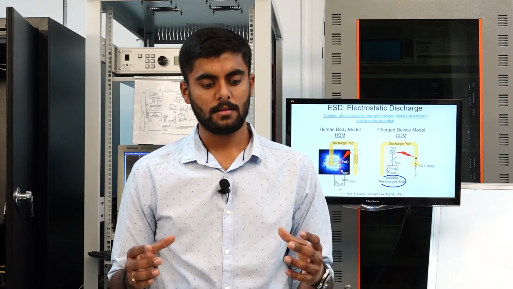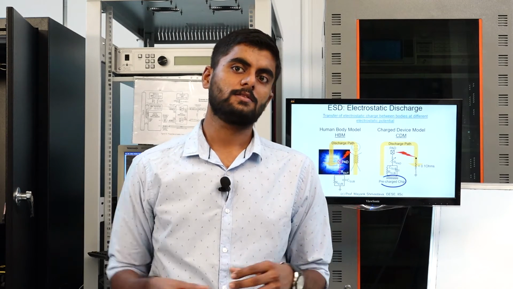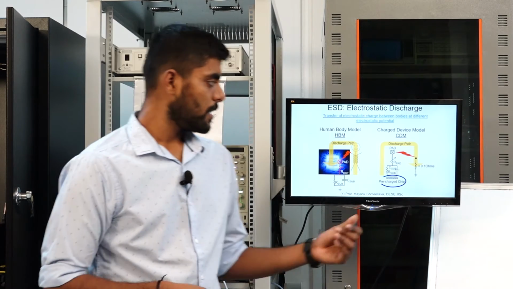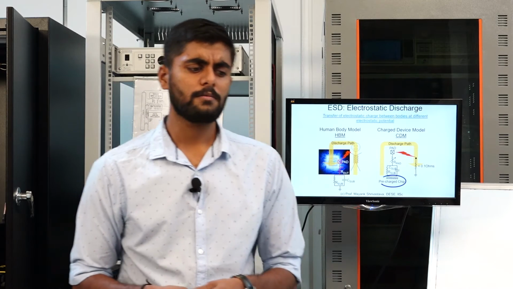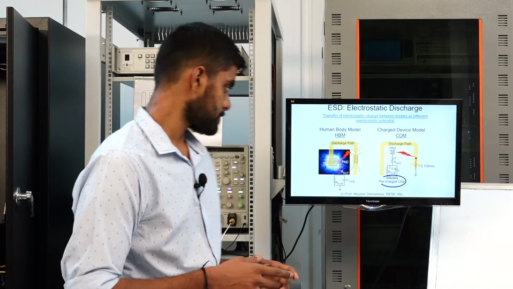Charge device model is then a model of ESD where we think that the charge on our device is coming from another device. So basically, instead of a human body, it's another charged microelectronic component that is causing the ESD issues. So in that case, you have a much smaller R component of the circuit, and the capacitance is much higher.